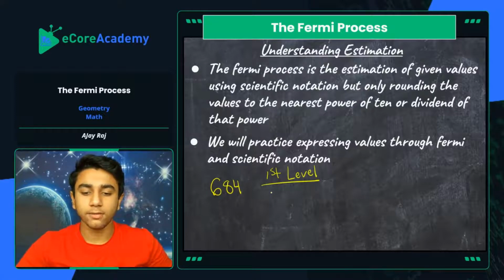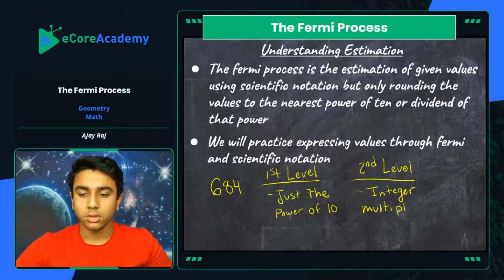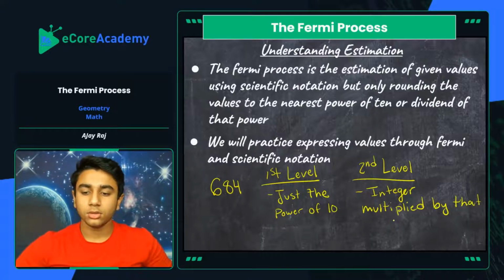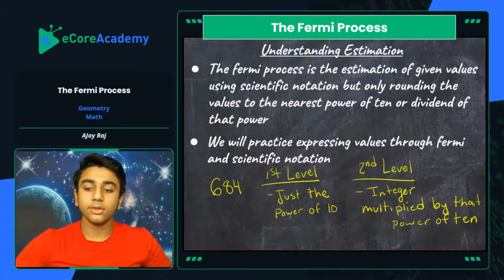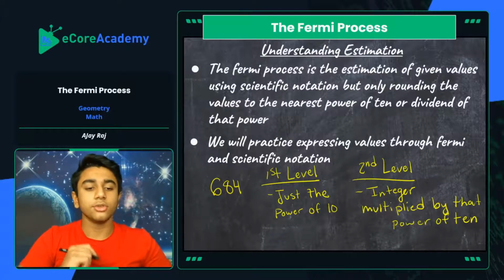So first level Fermi is merely just the power of 10. And then second level is the integer multiplied by that power of 10, to estimate. We're not going to get into third level, which will be fractional form, trying to get the most accurate form. That's going to be in our extended problems video, so don't miss out on that.